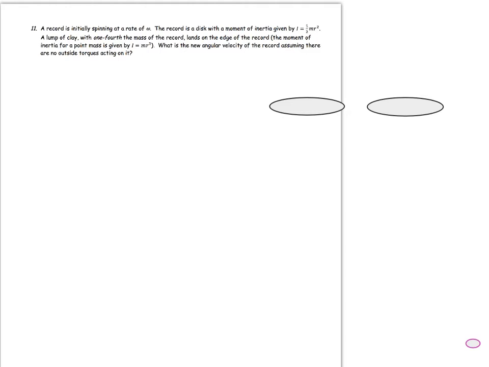For this next problem, we have a record that's initially spinning at a rate of omega. It's just spinning by itself, and then a lump of clay is going to land on the edge of the record, and that's going to ultimately cause it to spin at a new angular speed, and that's what we're looking for. So in order to solve this, we're going to set up conservation of angular momentum. Initial angular momentum equals our final.